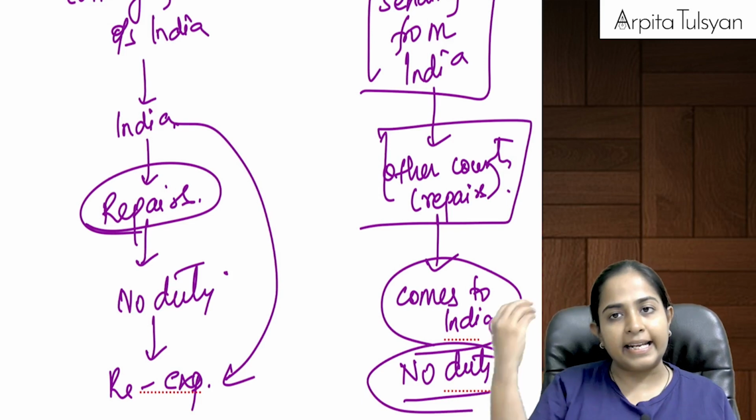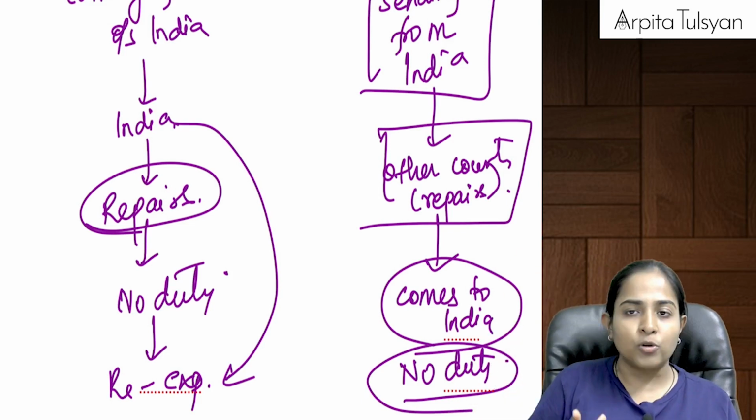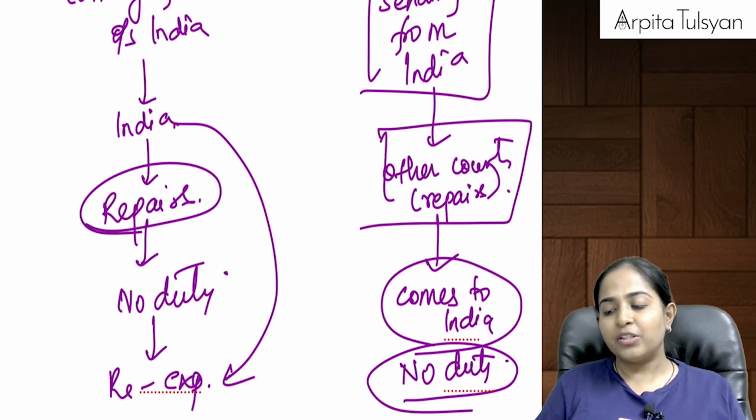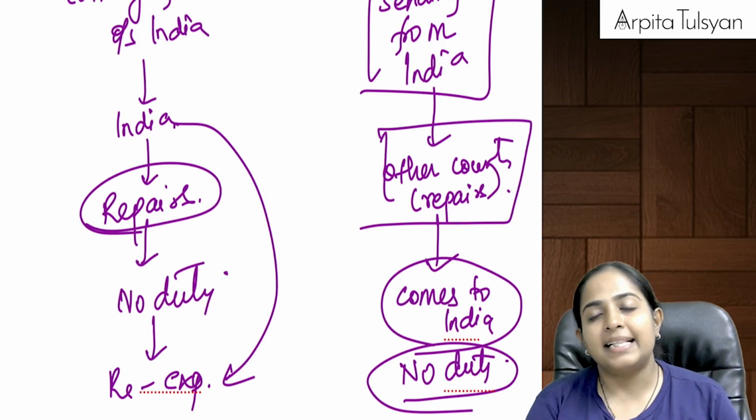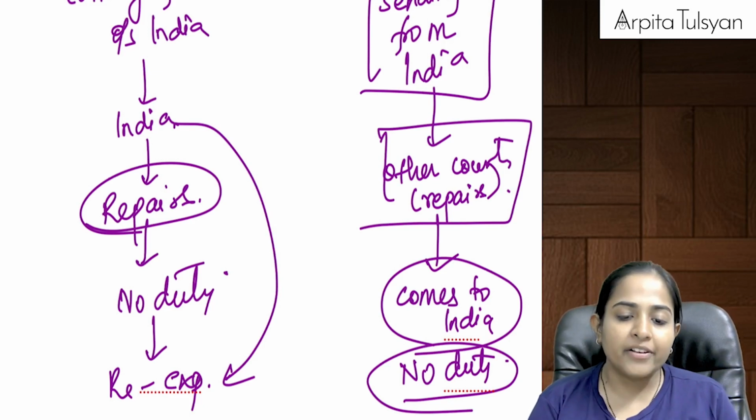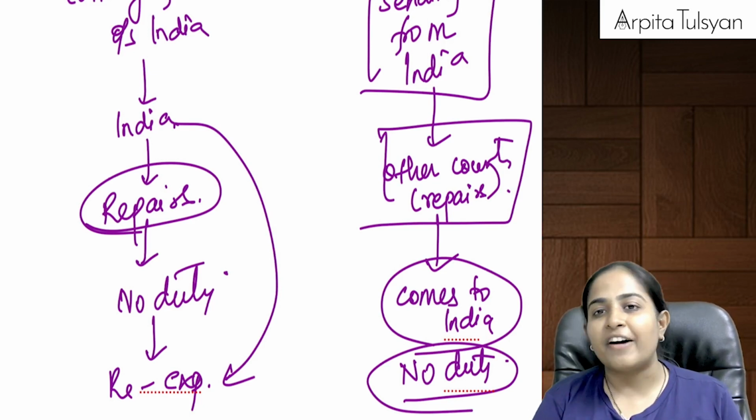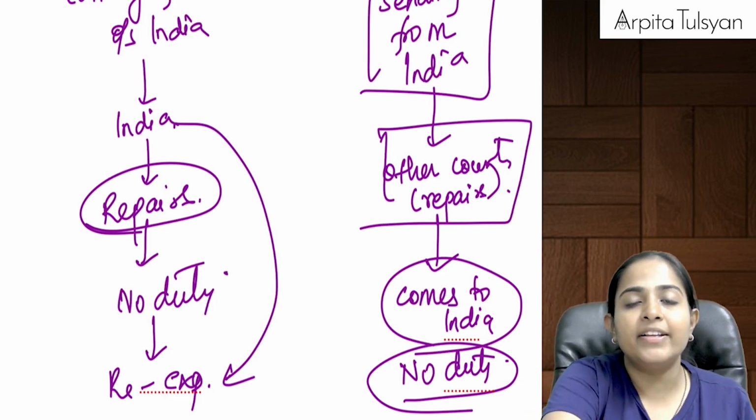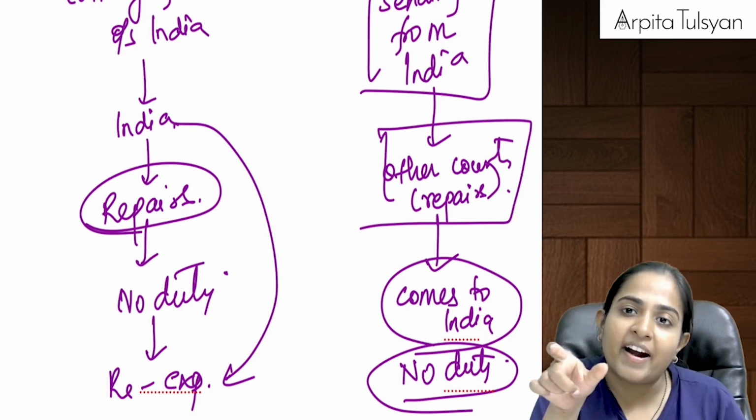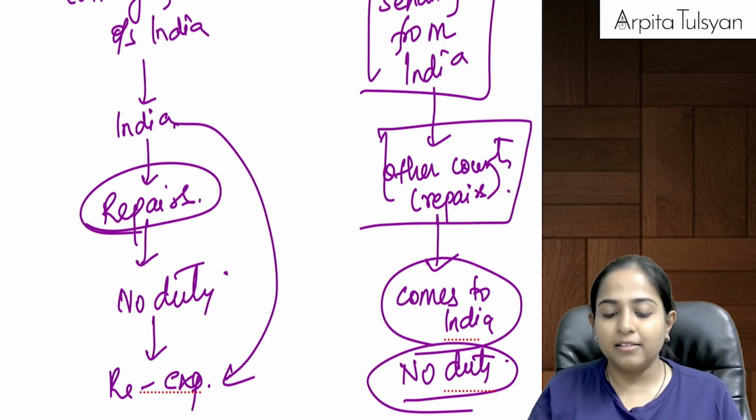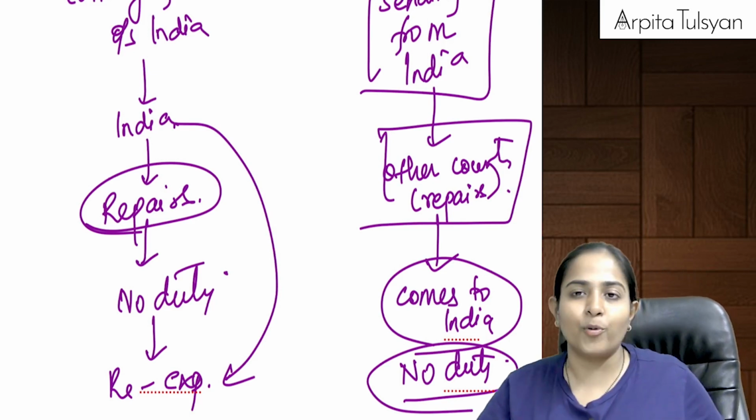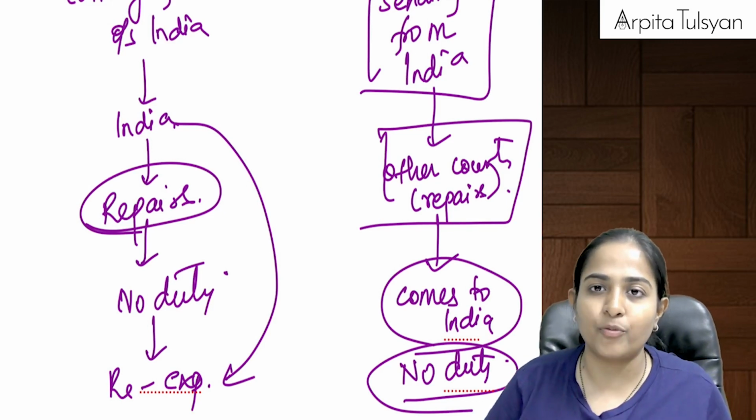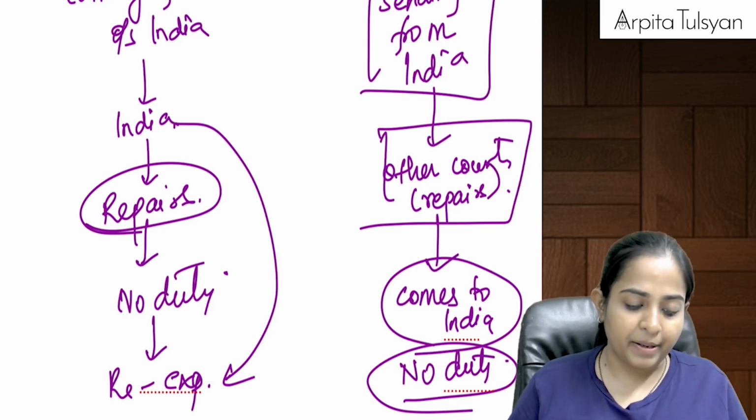When we are sending the goods for repairs or when we are bringing the goods for repairs, whenever the goods are coming into India, at that time there will be no duty payable if these goods are specified therein by the government. Are you clear with this? Only when the question specifies specified goods, only in such cases apply this section 25A and 25B. Are you clear with this?